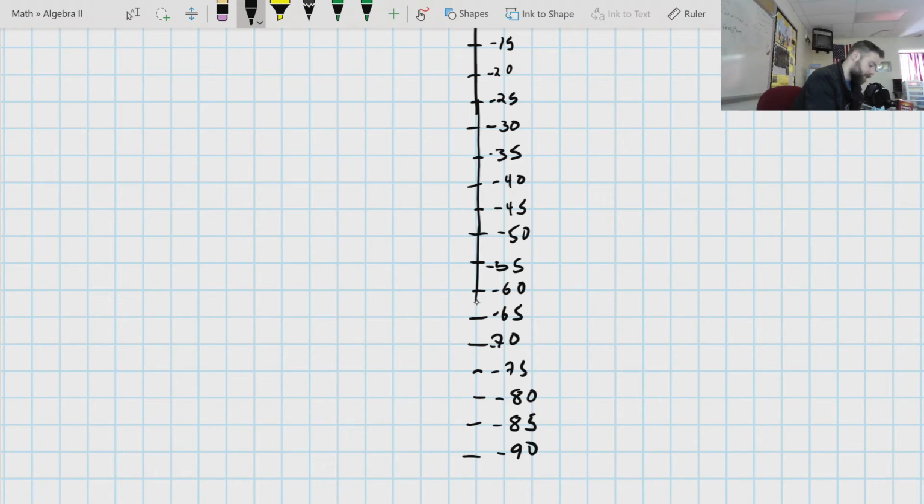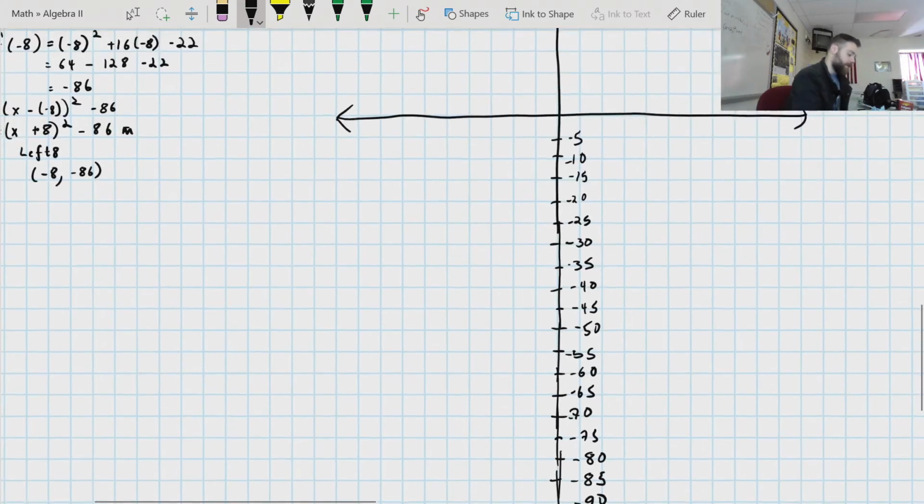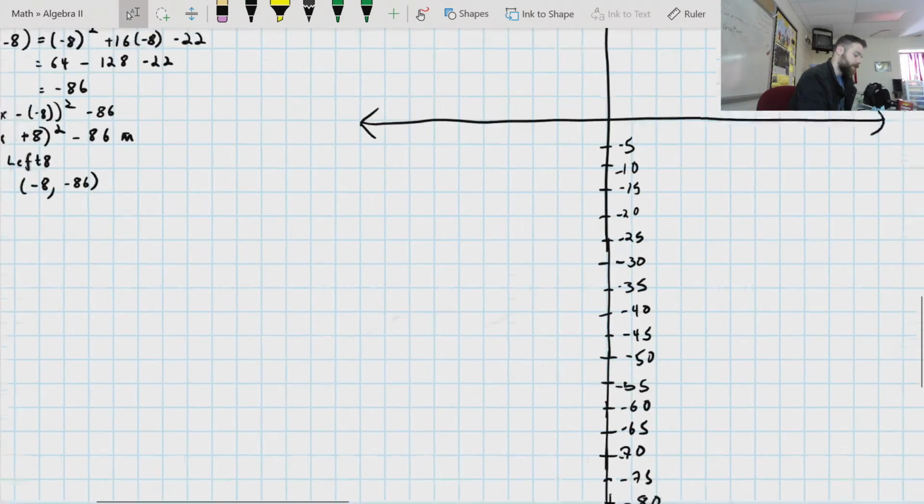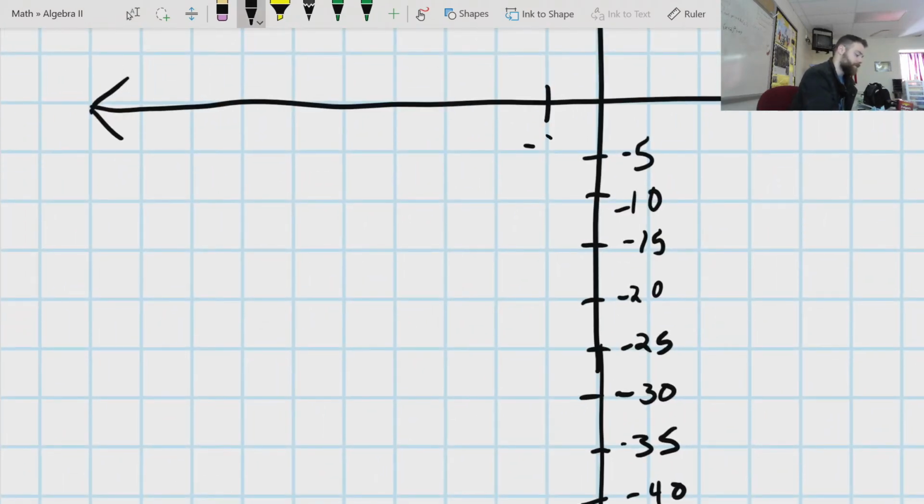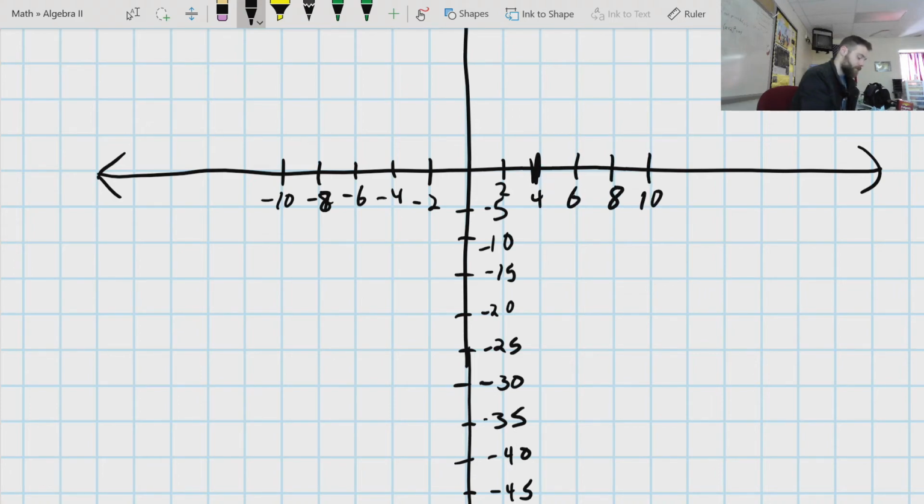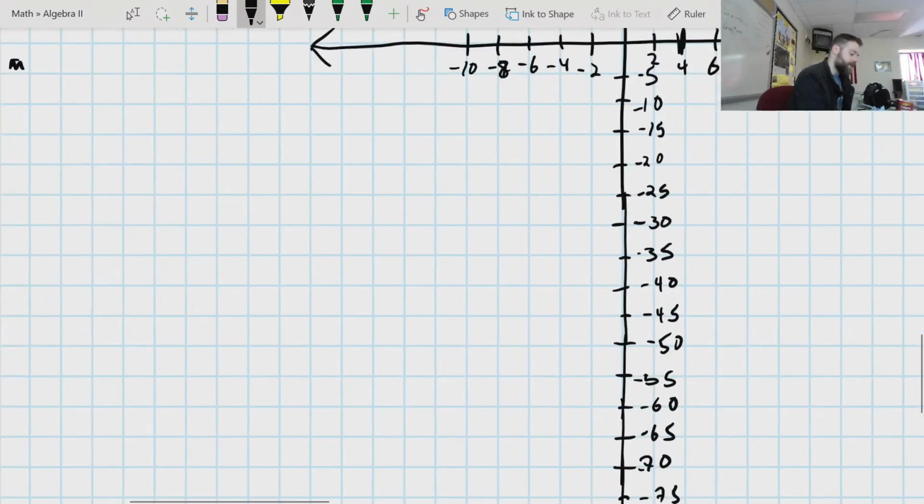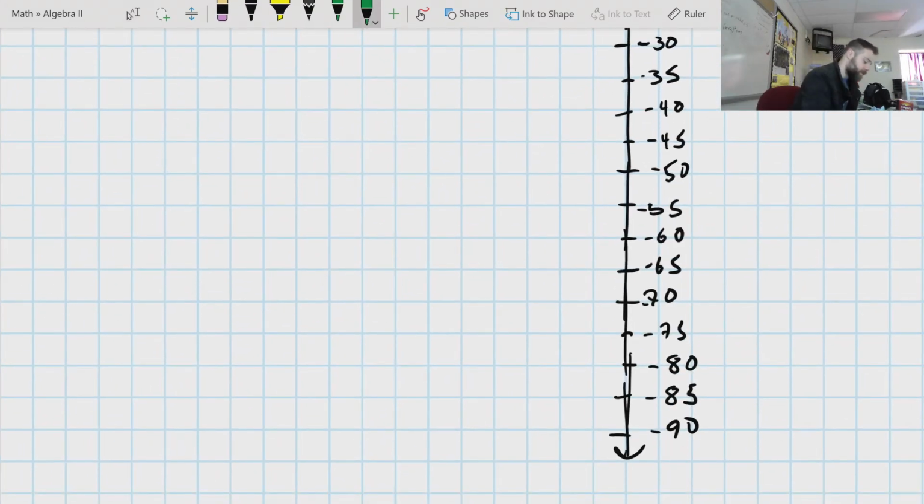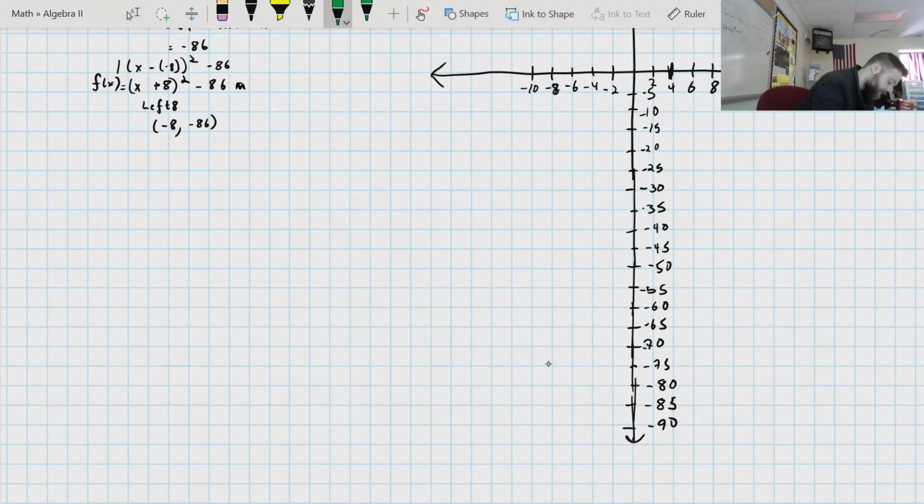So that was a pretty big whopping function. So he's all the way down there. And then I'm going to shift left 8. So I'm going to take this scaling. So this is not completely to scale, but it's going to allow us to graph this function. So we'll see if that's enough. Probably isn't, but negative 8, negative 86. No, it's going to hit down here. So just below negative 8, negative 86. So right about there.